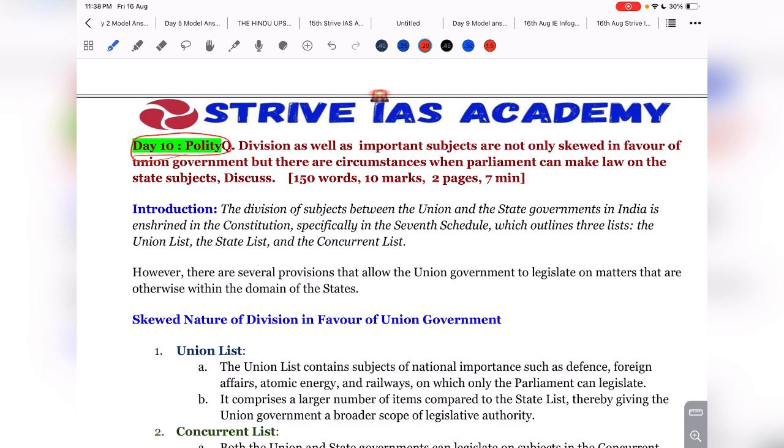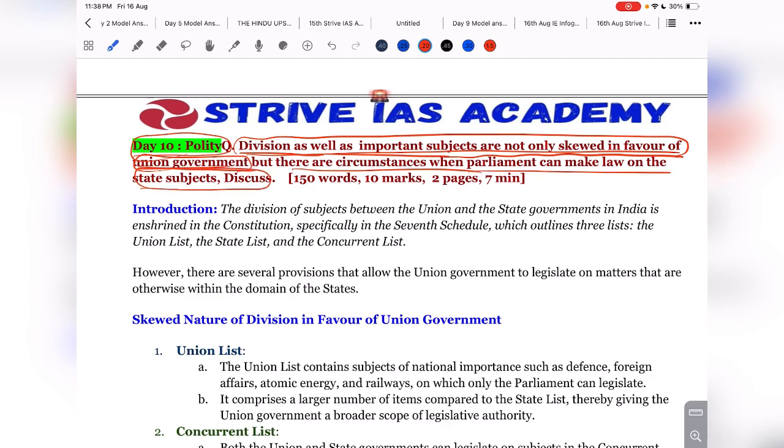So dear student, let's discuss the question. The question is talking about the division as well as the subjects not being only skewed in favor of the union government. The subjects distributed in our constitution under the 7th Schedule are not only skewed in favor of the union government. There are circumstances when Parliament can make law on a state subject. So discuss. First you need to identify the question, like how you should write the answer.